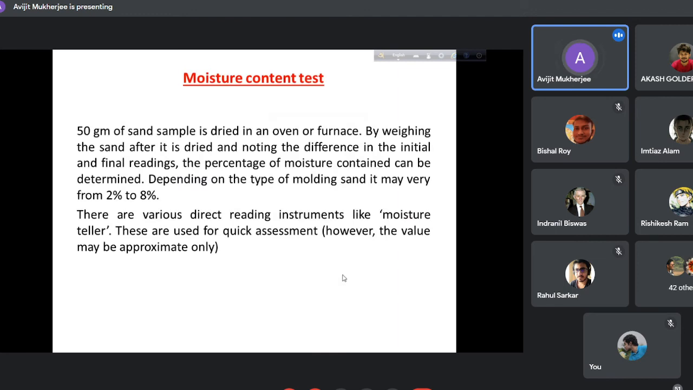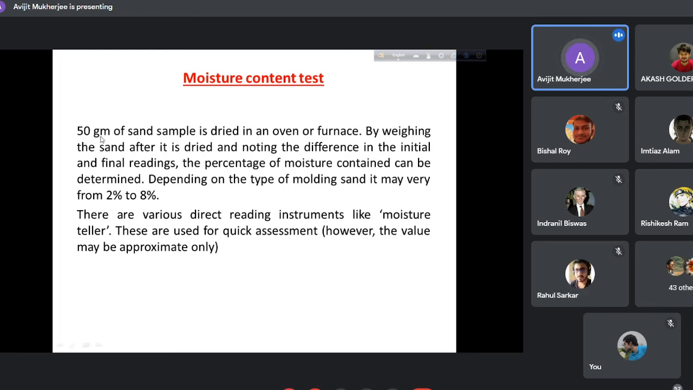So this is a strain. Now moisture content. This is also very important. A lot of moisture will spoil your job, and a lesser amount again will not serve the purpose. So what is the adequate amount? How is it tested?